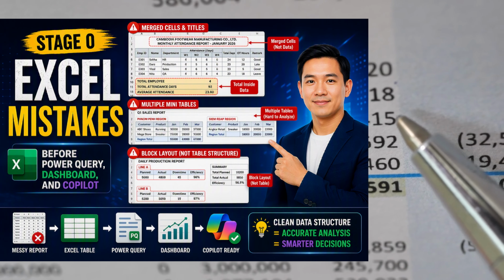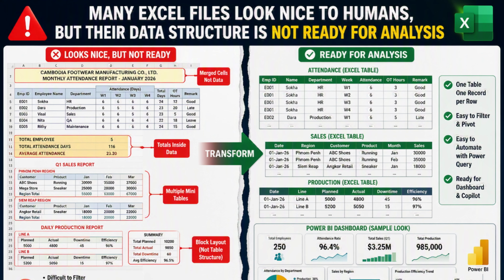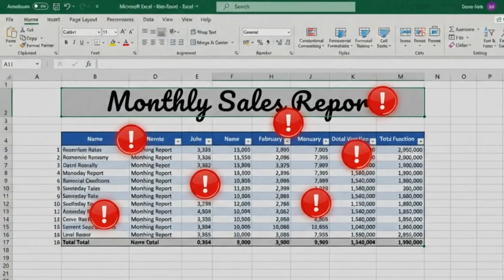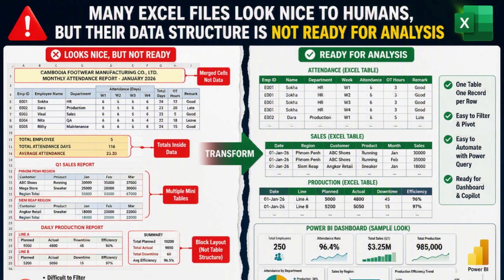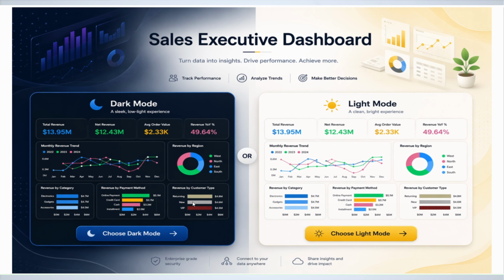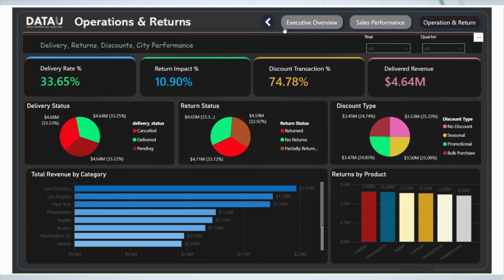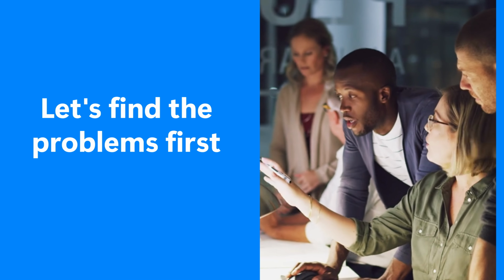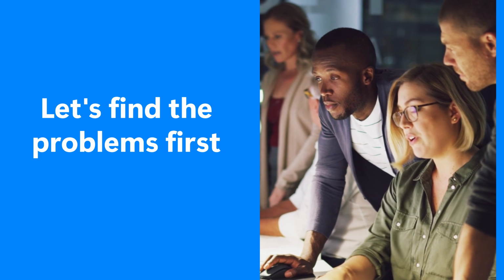Common mistakes? Report titles scattered over data, totals mixed in rows, blank spaces separating sections, and multiple small tables squeezed onto a single sheet. These issues confuse Excel and make advanced analysis nearly impossible. Before we can master Power Query or build powerful dashboards, we must find and fix these mistakes. Let's identify the problems first, so every advanced tool works for you, not against you.